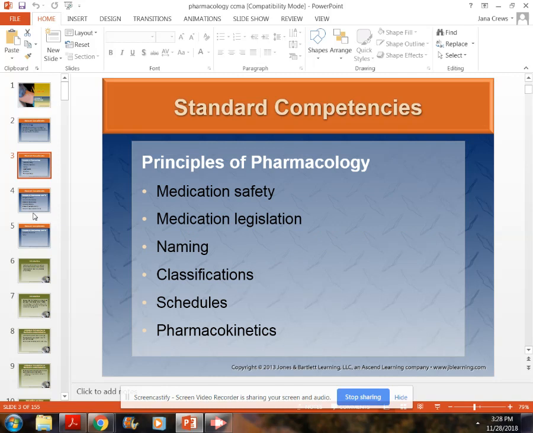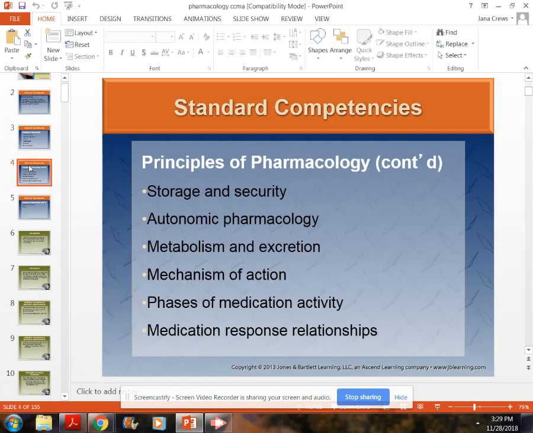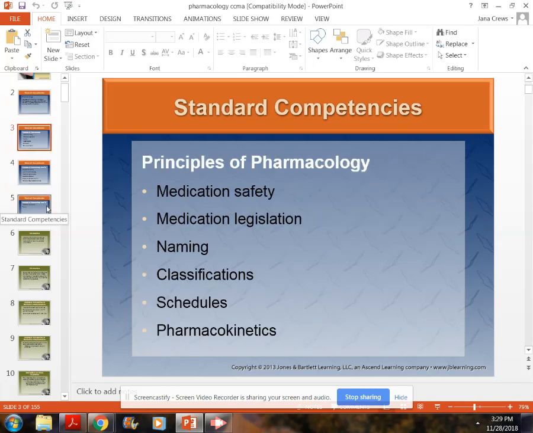As we go through principles of pharmacology, things we're going to learn about are medication safety, medication law, how they're named, how they're classified, how they're scheduled, what pharmacokinetics are, and that's how the body uses the medication. We're going to learn about medication interactions, and we're going to learn about toxicity. So I want to scroll back up one and talk to you real quick about reasons why you need to know these things.